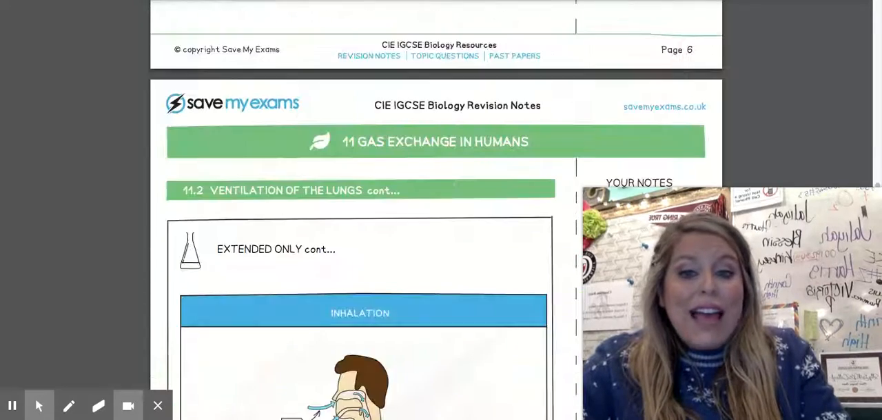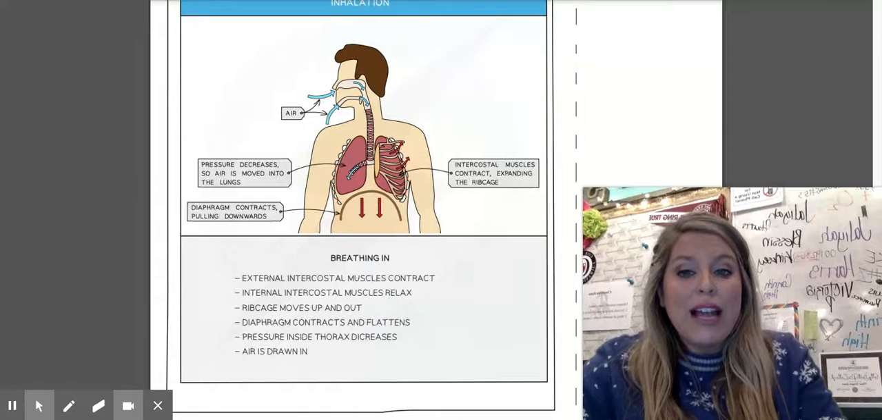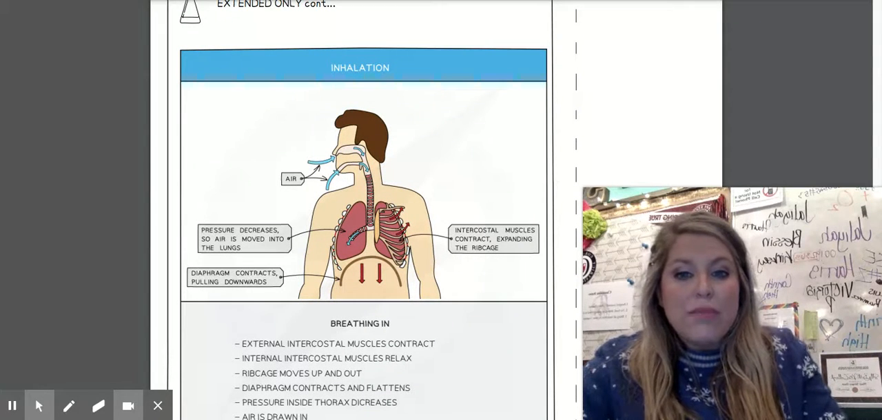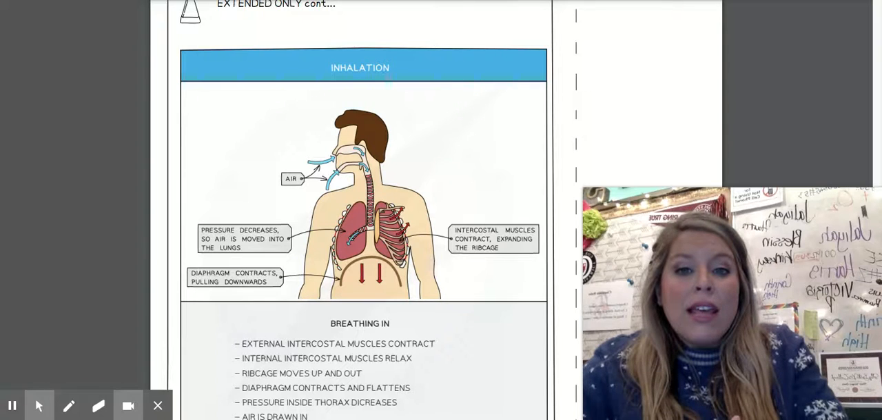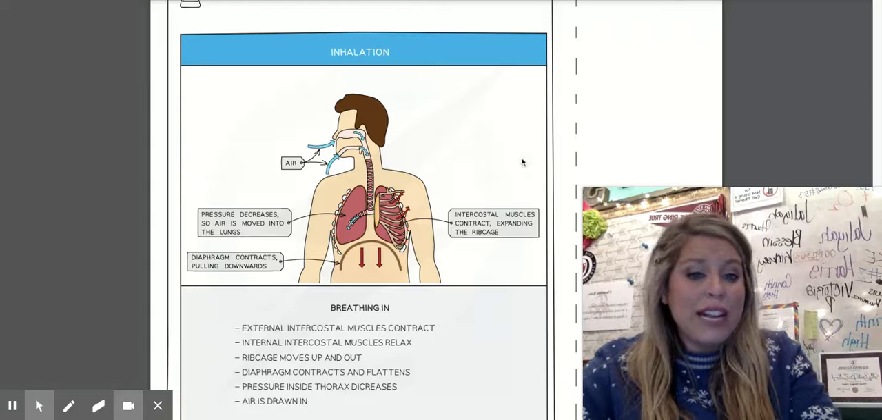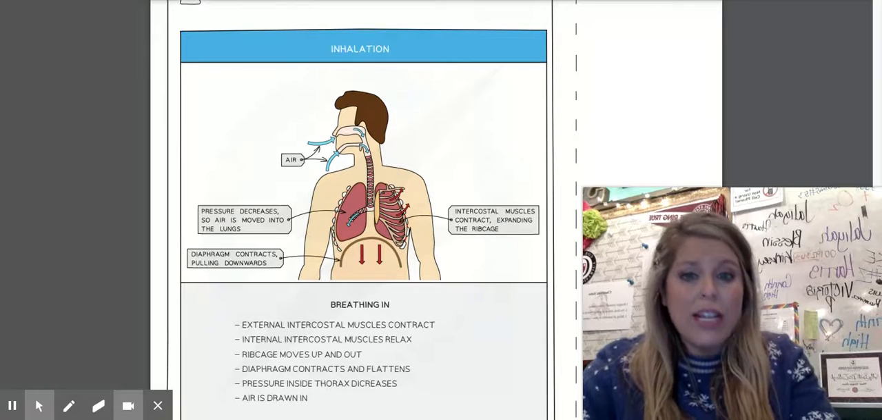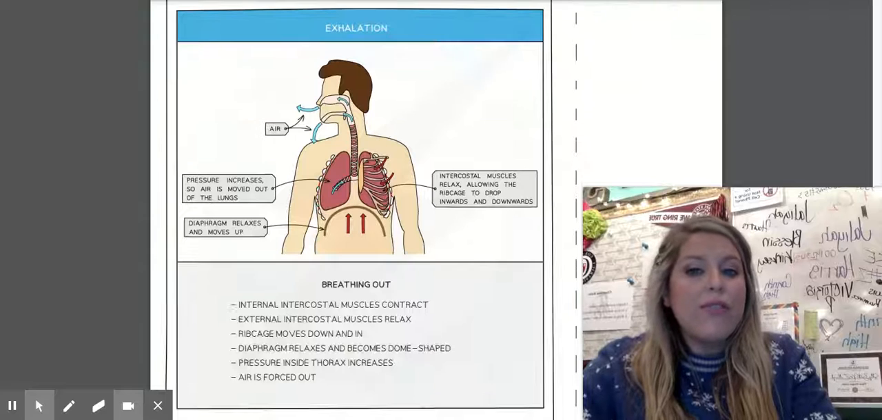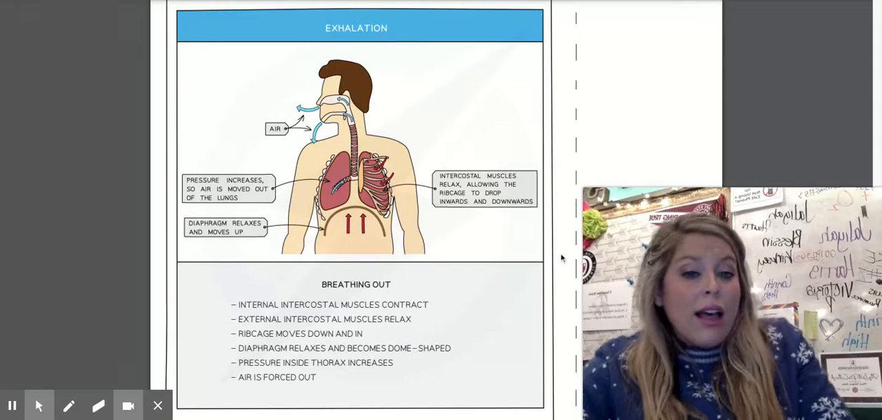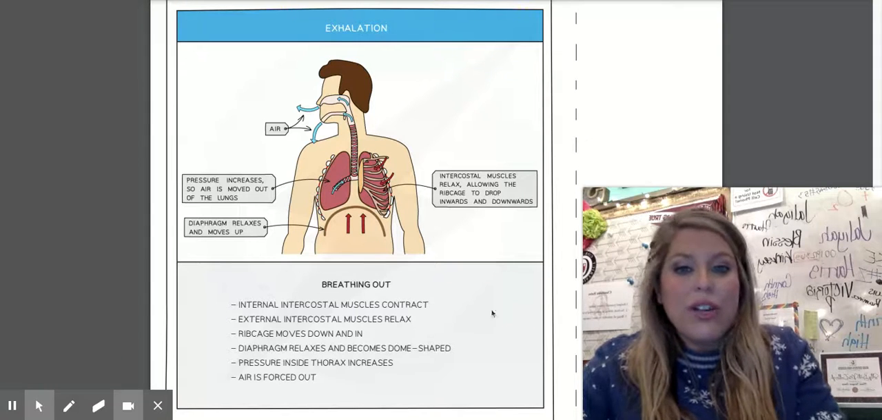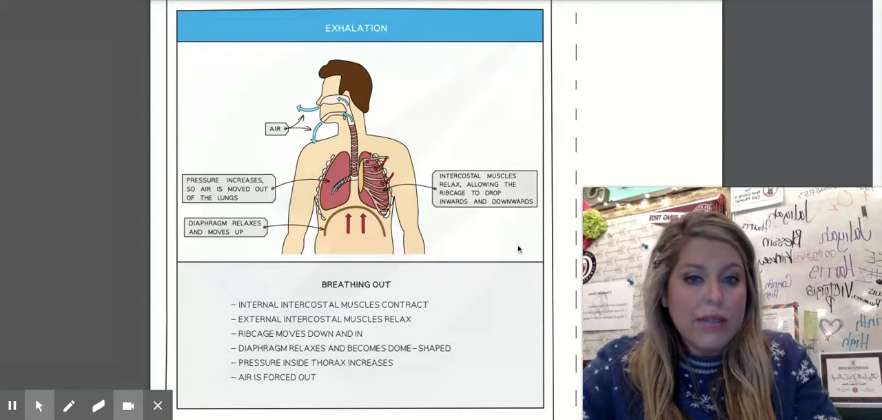You can look at this image, and I will provide these notes for you as well. You can pause it here just to read over this, but this is just giving you kind of an image to depict what we just talked about. That's for inhalation, also known as inspiration. And then you can pause the next image as well right here for exhalation, also known as expiration. So if you see either of those terms, just know what they're dealing with. And again, this will be provided for you in your notes as well.